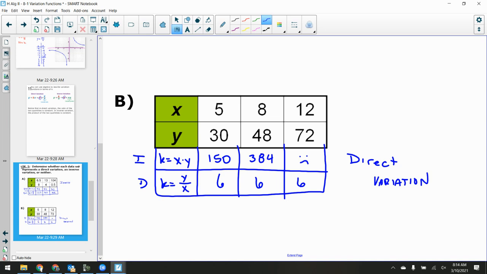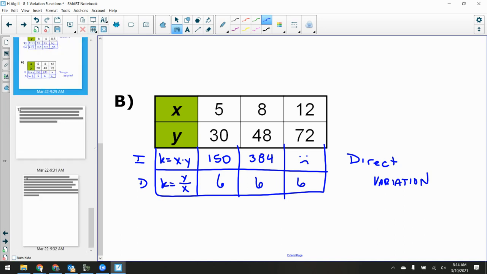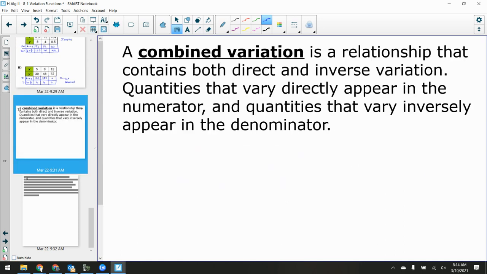The last type of variation that we're going to look at isn't even really a new variation. But I can combine everything that we've learned today and call it a combined variation. A combined variation is basically a relationship that contains both direct and inverse, and it could contain joint variation as well. Quantities that vary directly appear in the numerator, quantities that vary inversely appear in the denominator.